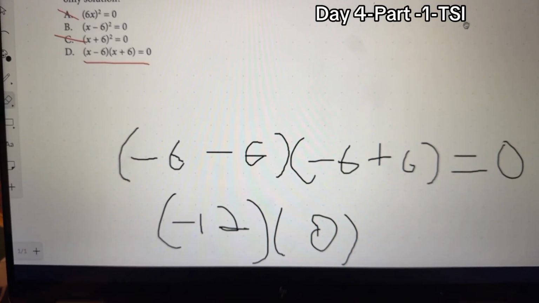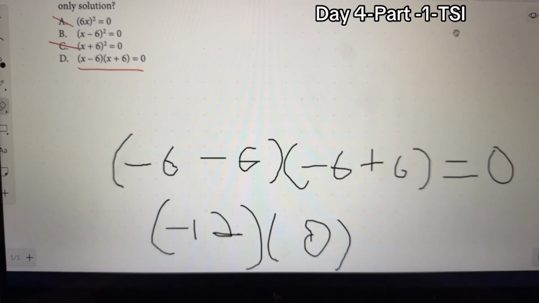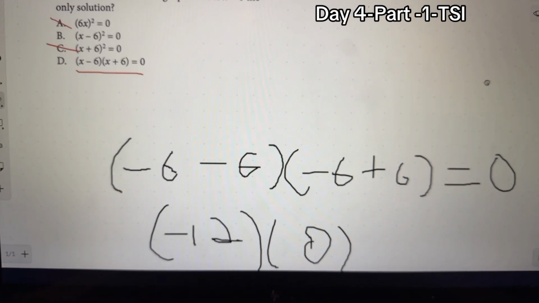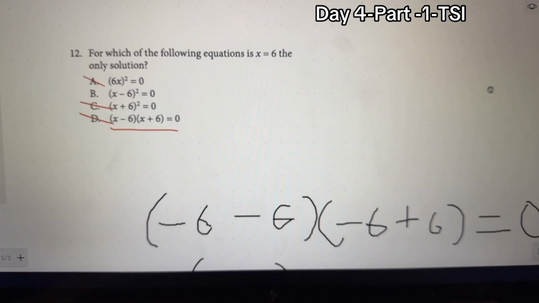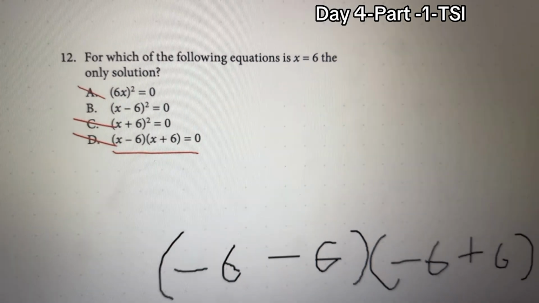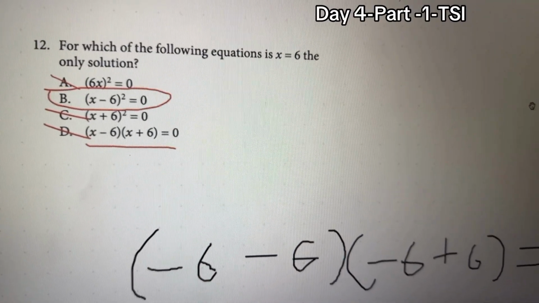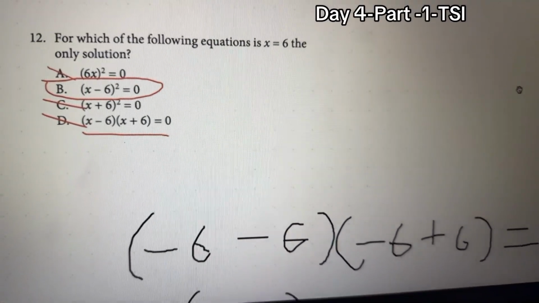So we have two solutions for answer choice D, 6 and negative 6 work, which means we can eliminate answer choice D, because the question is which of the following has X equals 6 as the only solution, and that is indeed answer choice B. Any questions about that? No. All right. Easy, right?